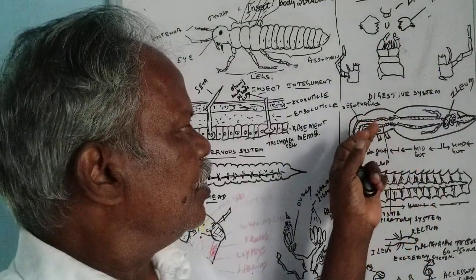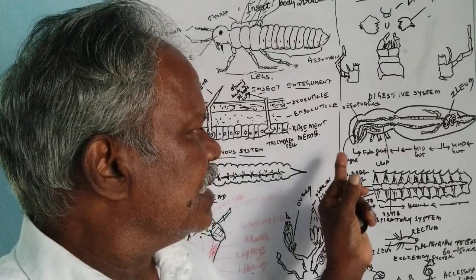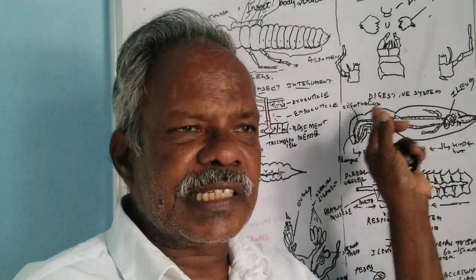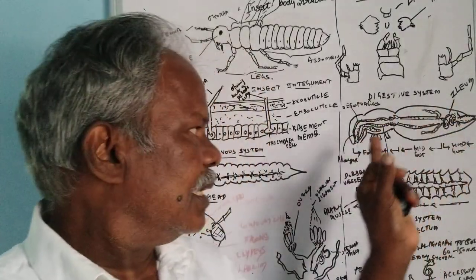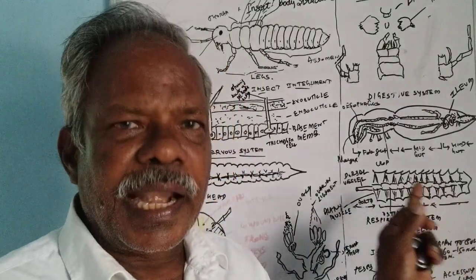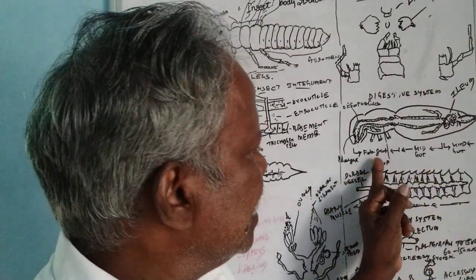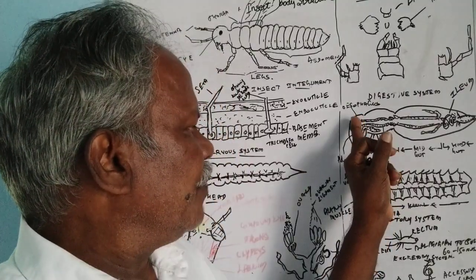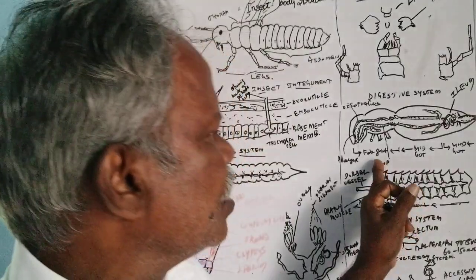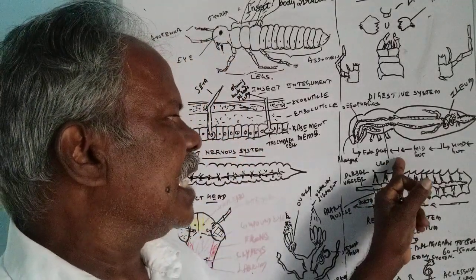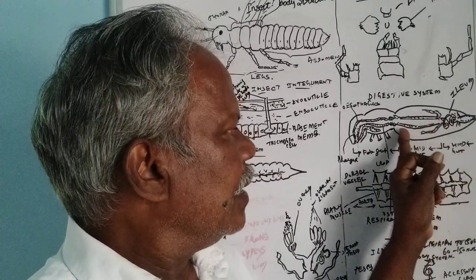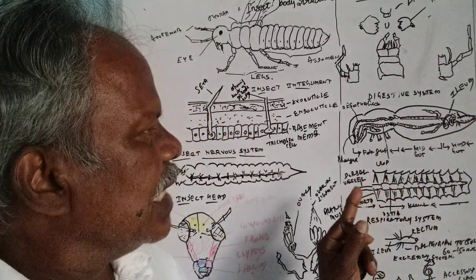Next, coming to the digestive system, the insect has a well-defined digestive system. It is a tubular structure starting from the mouth to the anus, and it is divided into 3 parts: foregut, midgut, and hindgut. The foregut consists of the mouth, pharynx, esophagus, and the crop also. Then the midgut consists of the gizzard, hepatic caeca, and then the intestinal portion.